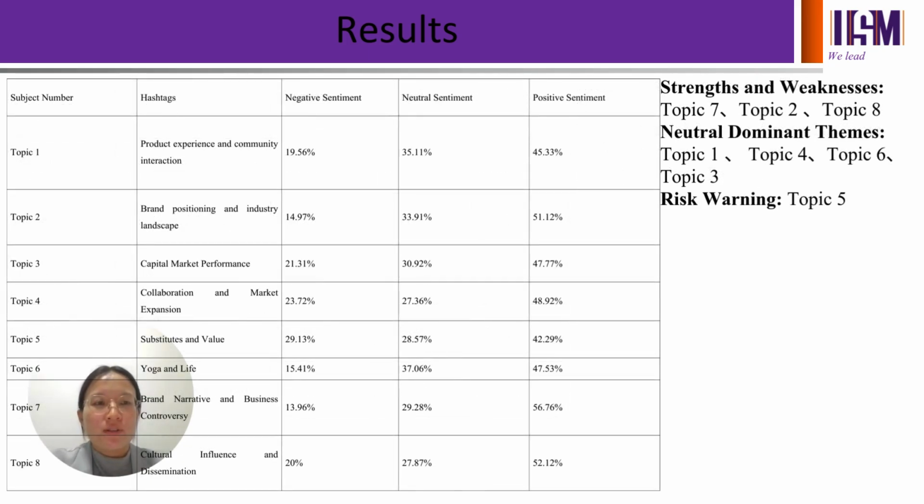This table shows the sentiment distribution for each Lululemon topic, revealing advantages, weaknesses, and risks. Topic 7 is the most positive, with the brand's history and narrative enhancing customers' identity. Topic 2 shows customer acceptance of Lululemon's lifestyle. Topic 1 shows customers are more rational when discussing core products. Topic 5 has the highest negative sentiment, suggesting Lululemon's products are too expensive.